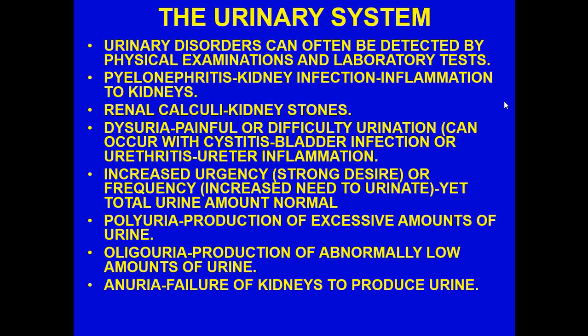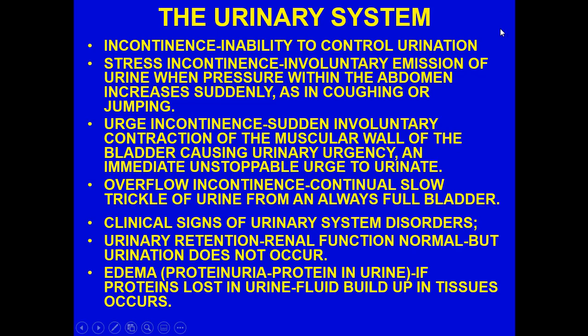There are some terms I want you to be aware of also: polyuria, the production of excessive amounts of urine; oliguria, production of abnormally low amounts of urine; anuria, failure of kidneys to produce urine. Now, a couple of other terms are very important. Incontinence is the inability to control urination.